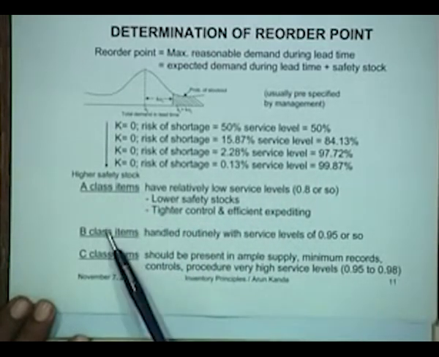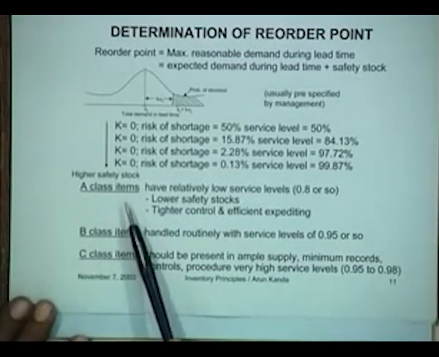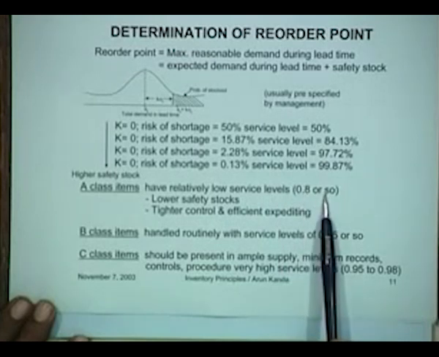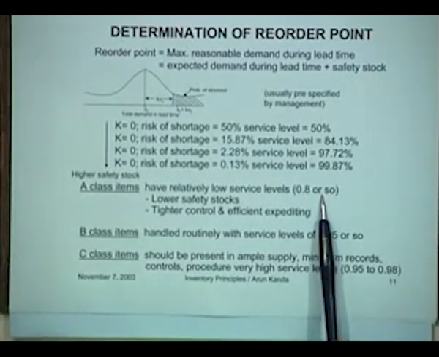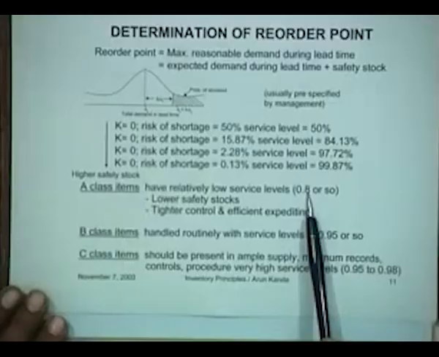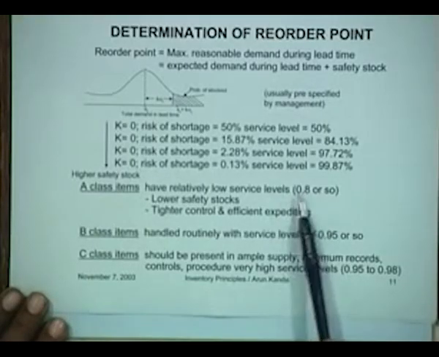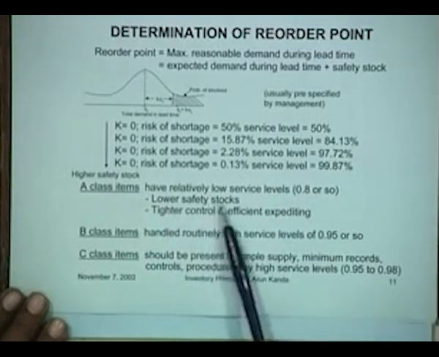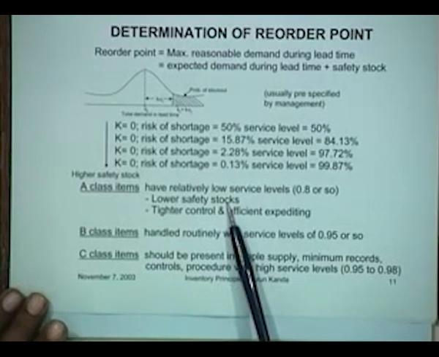So normally what is the policy for A, B and C class items? For A class items, they have relatively low service levels, 0.8 or so. Now why do they have low service levels? Because A class items are important, but A class items are being handled very closely, and you are monitoring their performance very frequently. So what it means is that they will have relatively low service levels, because you would be attending to them very, very often to reduce the cost. They would have lower safety stocks consequently for A class items.